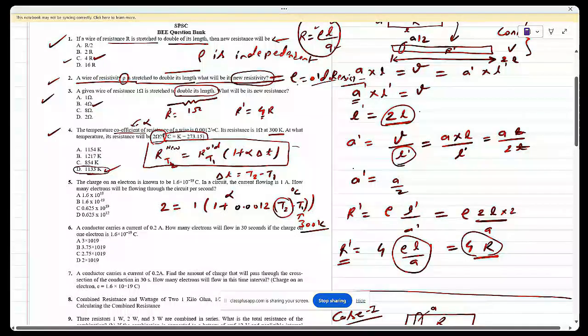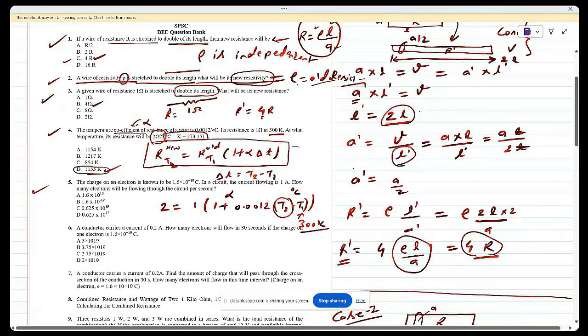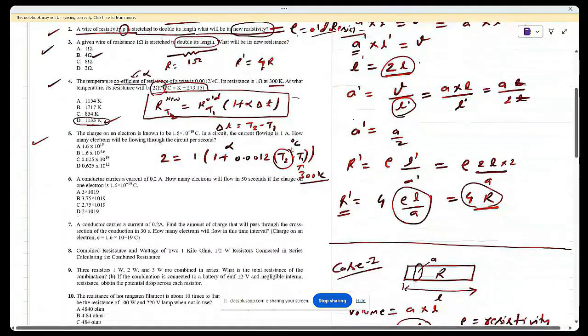This question exclusively came in the SPSC examination. Is this question clear or do I need to repeat? Just drop a message in the chat box. Otherwise we will move to question number 5, because all these questions are very important. These are the temperature dependent resistance questions. Okay, let me check your messages.